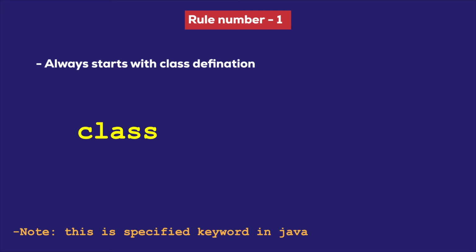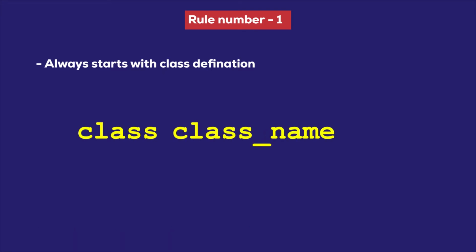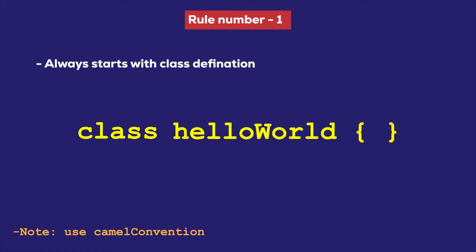Now the rule number 1 is, your Java program should always start with a class definition. Begin with the word class, followed by the name of the program, which is also known as the class name. Use curly braces to start and end the class definition. In this example, the name of the program would be HelloWorld. The class name can be anything as you wish. Just remember, class name, followed by braces.